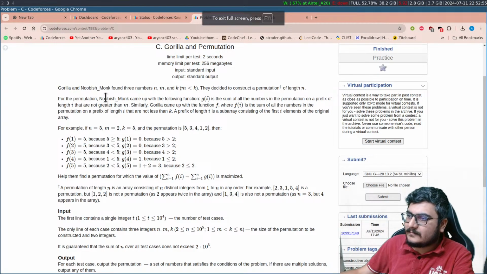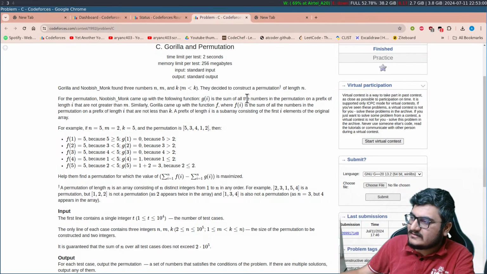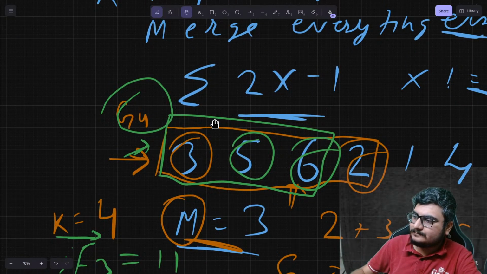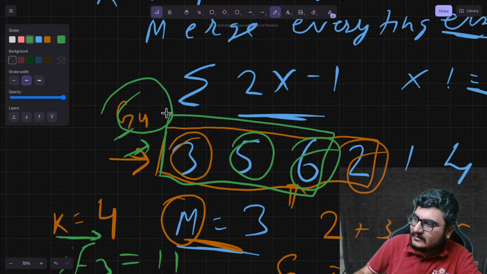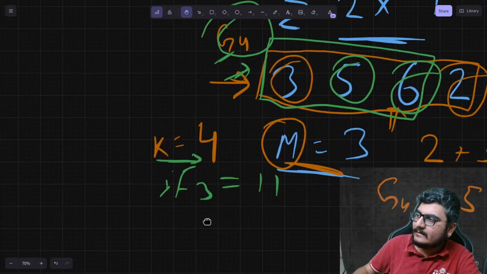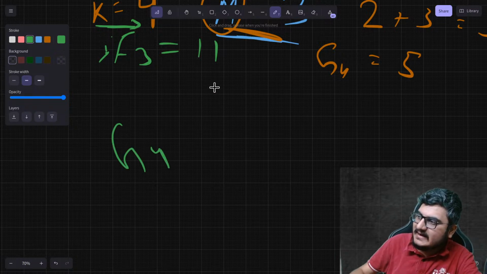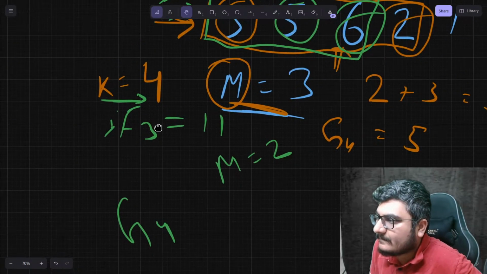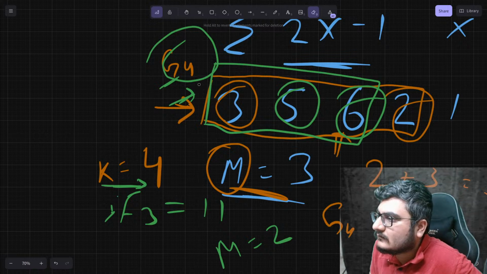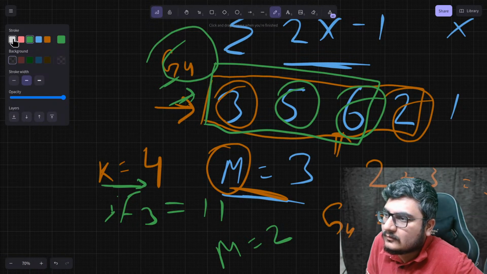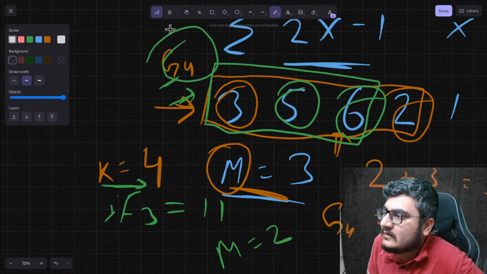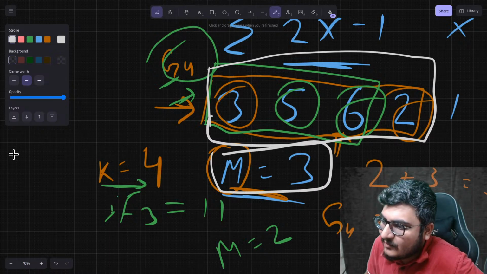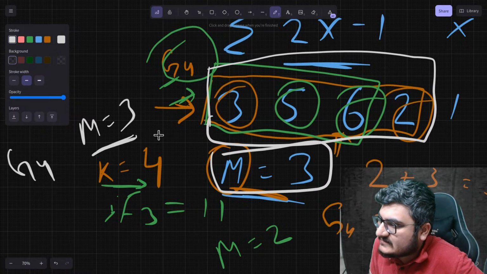So what we define is G of i as: take the first i elements of the permutation. If I want to find G4, I would take the first 4 elements. G4 means take the first 4 elements of the permutation, which in this case are these. And if M is 3, like we say we want to find G4 and M equal to 3 is given to us, and this is the permutation we want to look at.